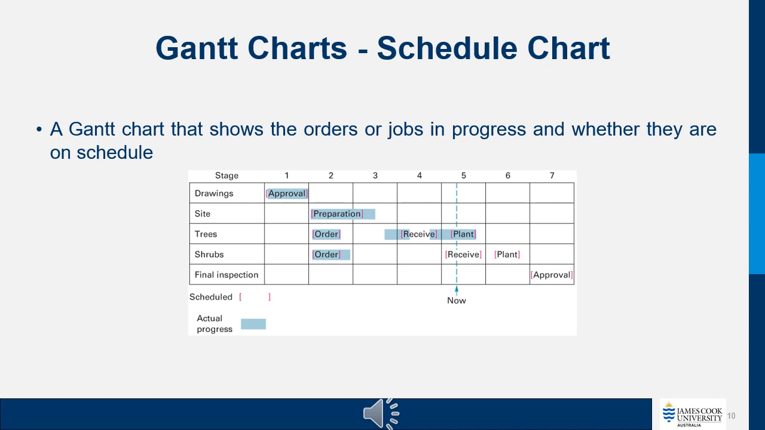But when we're coming into period four, you can see it's not complete yet. There were some delays. There's also a line that shows today. So by looking at the schedule chart, we can see what jobs are in progress, whether there are some delays, which ones are complete earlier, which one is completing later, and we can also manage those things.